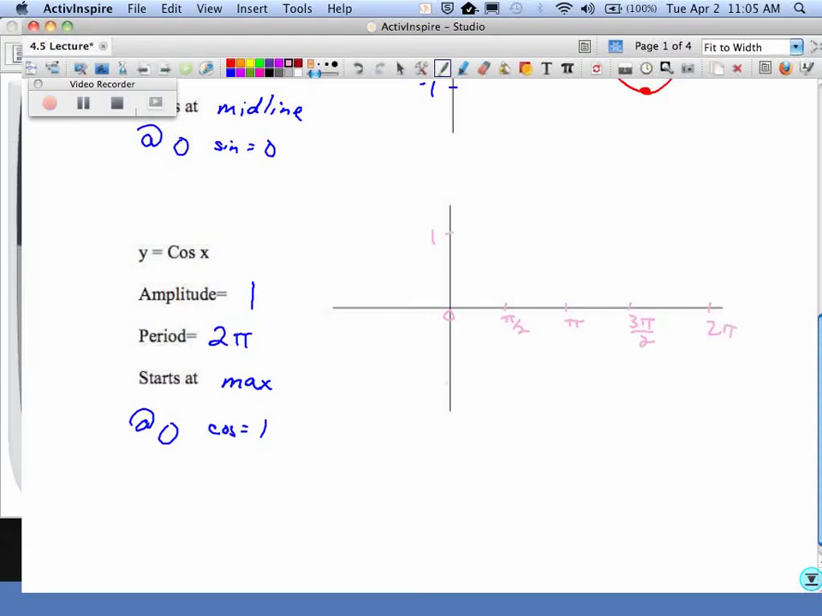So if you look, I don't have the table showing because it's up there. But cosine will start at 1. So at an input of 0, the output will be at 1. Then it moves to the midline, or 0, down to a minimum, back to the midline, and then a maximum. So do a nice smooth curve. And it kind of has a little U-shape to it. So that's what sine will look like, and that's what cosine looks like.